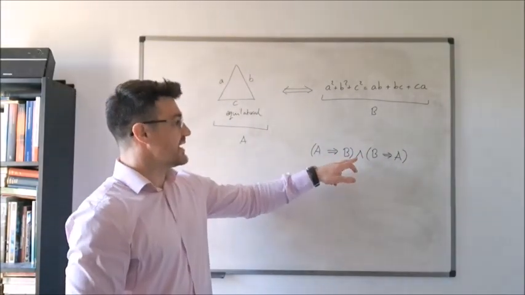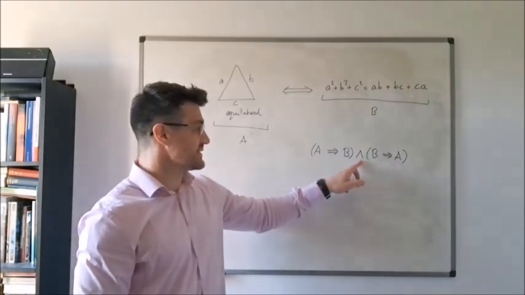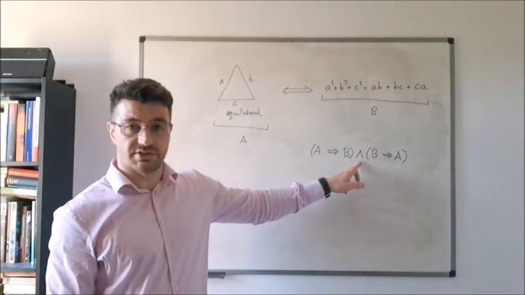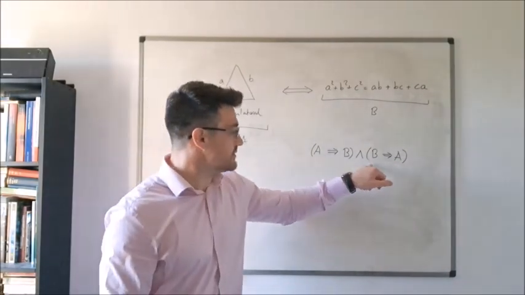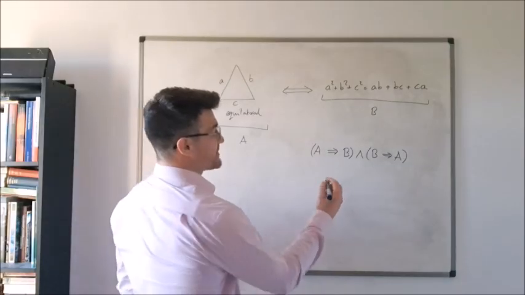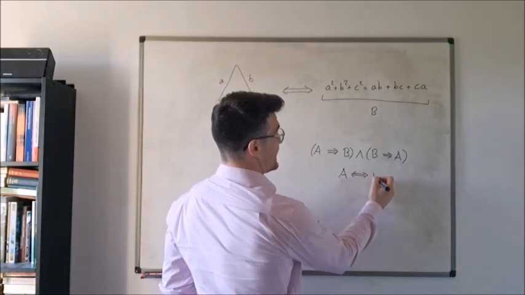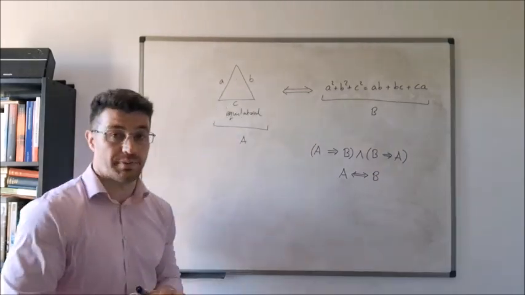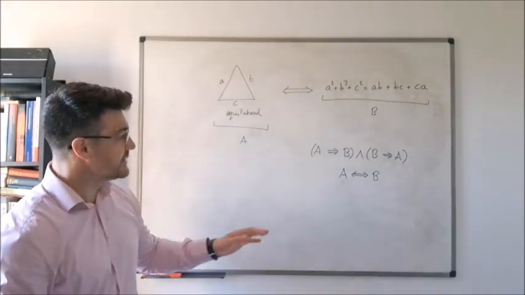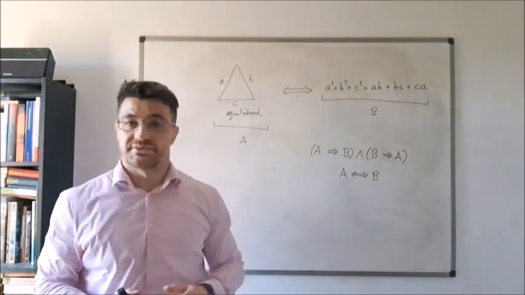So in symbols, we might write something like that. A implies B, and B implies A. So this symbol here is the logical conjunction of these two statements. Or more succinctly, we might write A implies and is implied by B. Okay? So that's just a little bit of symbolic logic.